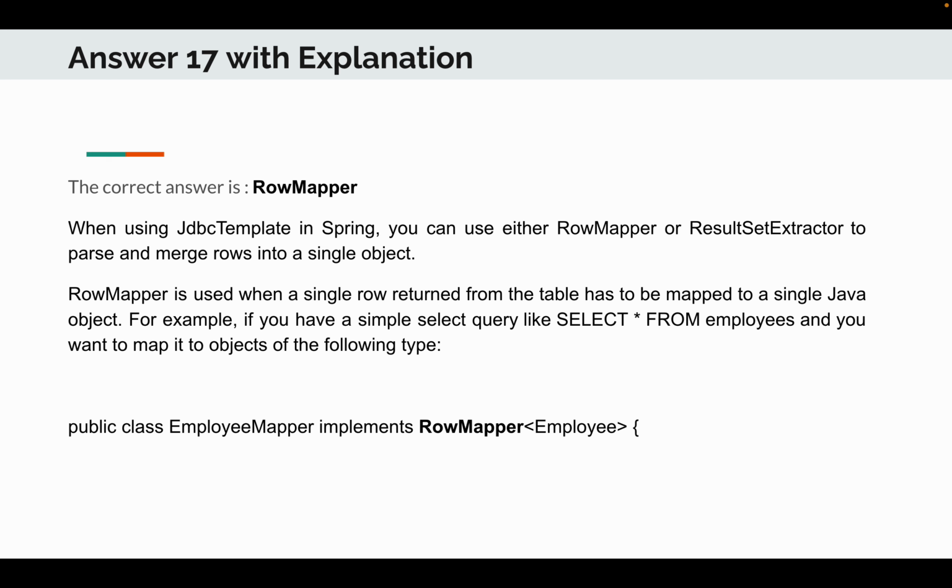The RowMapper interface in Spring is used to map a row of a result set to an object. It allows you to define the logic for mapping each row's data to an object in your Java code. This is particularly useful when working with JdbcTemplate in a Spring application to retrieve and process data from a relational database. The other options mentioned, like ResultSetExtractor, RowCallbackHandler and ResultSetMapper, are not standard Spring class interfaces used for this specific purpose. I have given a small example also of public class EmployeeMapper implements RowMapper of type Employee.